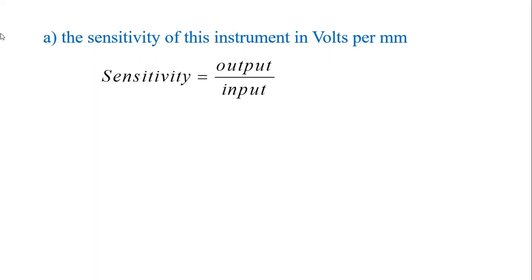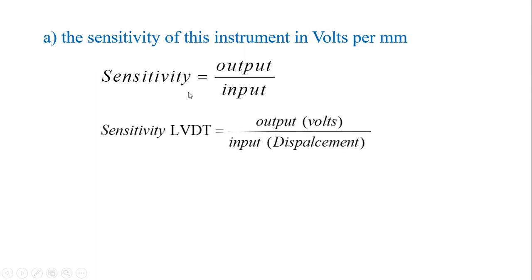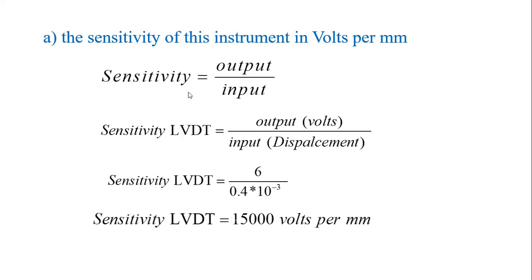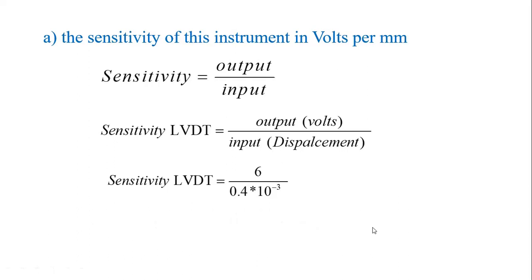Sensitivity, its symbol is S, and this is the formula in a broader way, and these are the numerical terms we have put. This ratio will be 15,000 volts per mm. Okay. Now the next point, what they have asked.